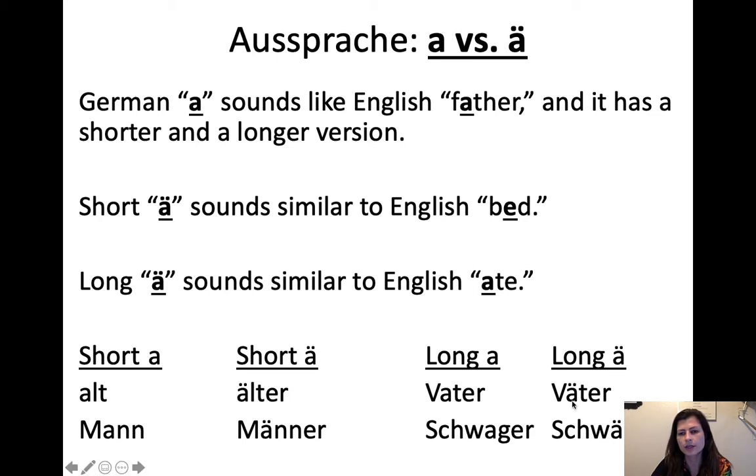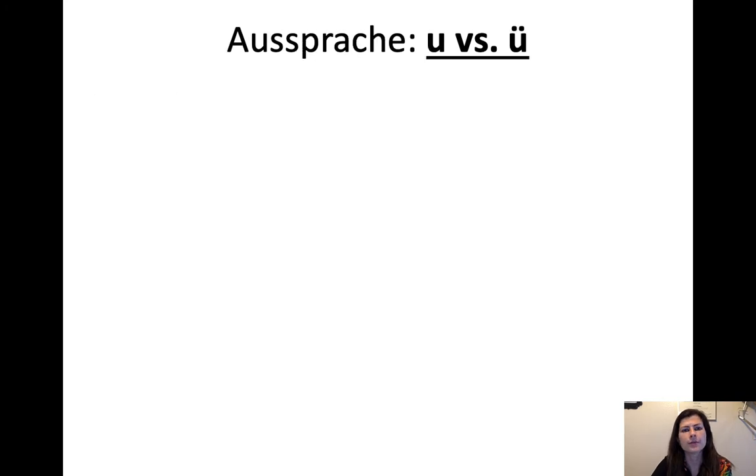So e. So your mouth is just more closed. So Väter, Schwägerin. So this is father, fathers, brother-in-law, sister-in-law. Yeah. So let's compare these. Vater, Väter, Schwager, Schwägerin. Vater, Väter, Schwager, Schwägerin. Yeah. Okay, so let's try the U.